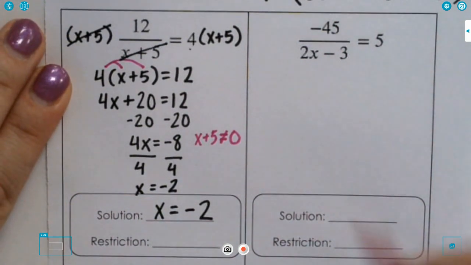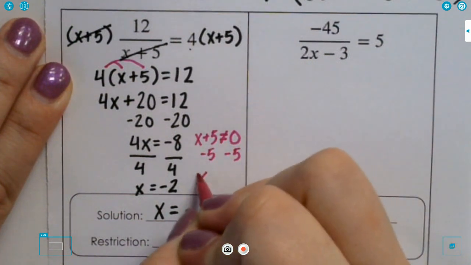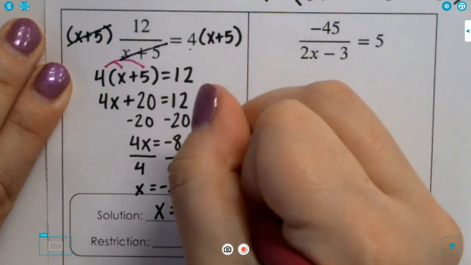So I'm going to subtract 5 from both sides and get x cannot equal 0 minus 5, which is negative 5.